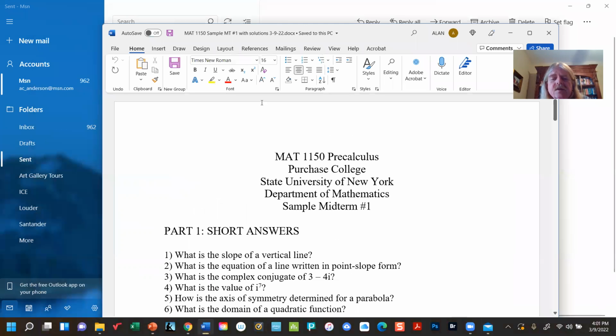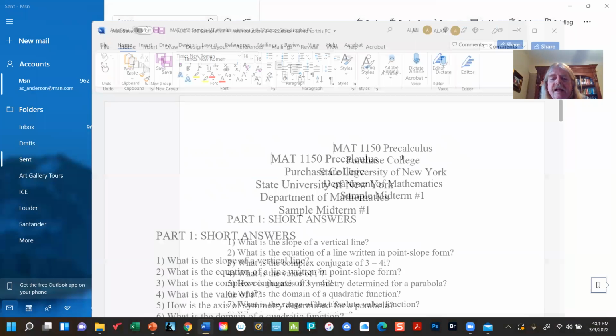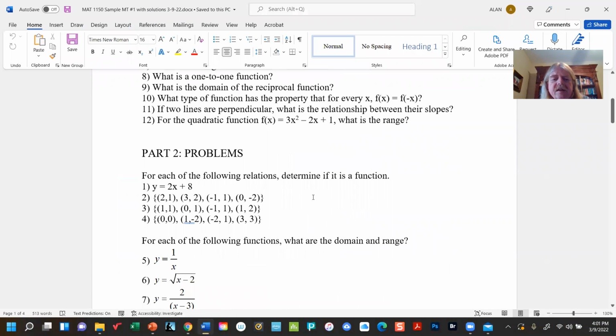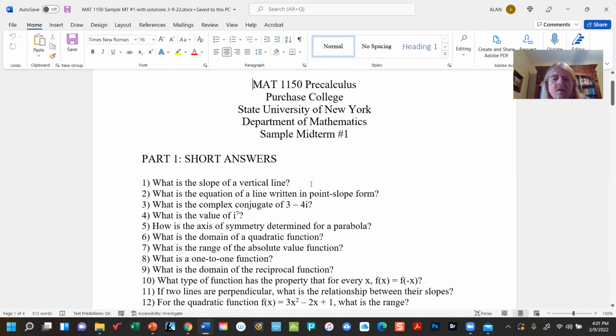So now we still have to do the sample midterm. And of course, here we've got a little bit of everything all jumbled together, which is part of the challenge because that's how we make sure we remember everything. So let's see what we can do here.